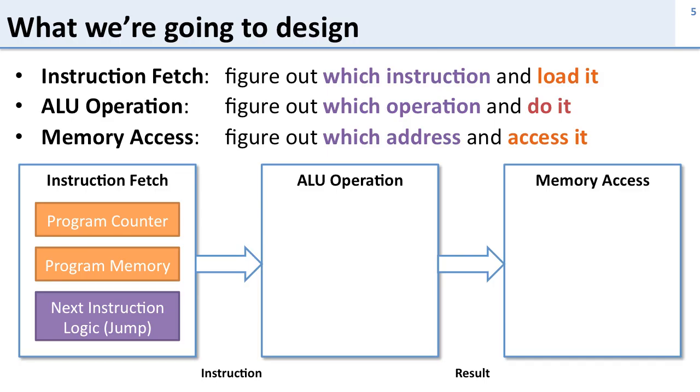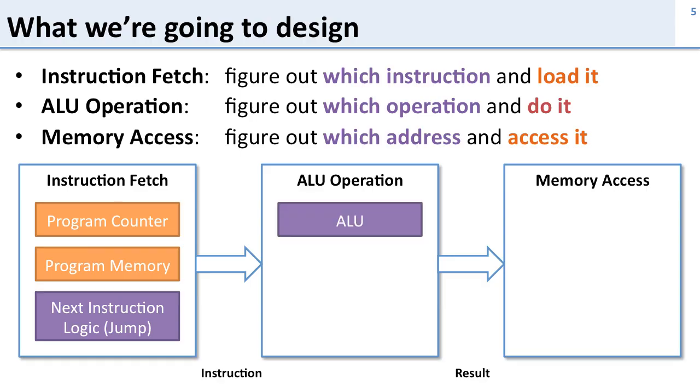Now you'll notice how these are color-coded. The orange boxes here are state. Those are memories that get updated with the clock. The purple box here is combinational logic. So remember, this combinational logic doesn't use a clock, it just has inputs and outputs. Let's take a look at the ALU operation.